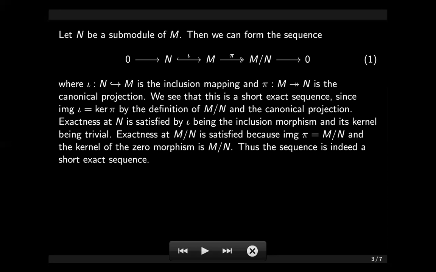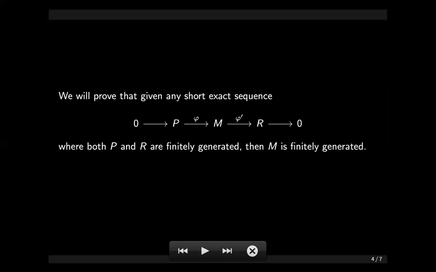And this is important because when we want to prove, we're going to prove the general case here. So we're going to prove the case that if we have any short exact sequence, so we have 0 mapping into P, P mapping into M through phi, M mapping onto R through phi prime, and then R mapping onto 0. So we have a short exact sequence. When both P and R are finitely generated as, pretty bad notation, let's say as K modules, then M is finitely generated as a K module as well. So we're going to prove this general case, and that's going to easily apply to the short exact sequence that we saw in the beginning.